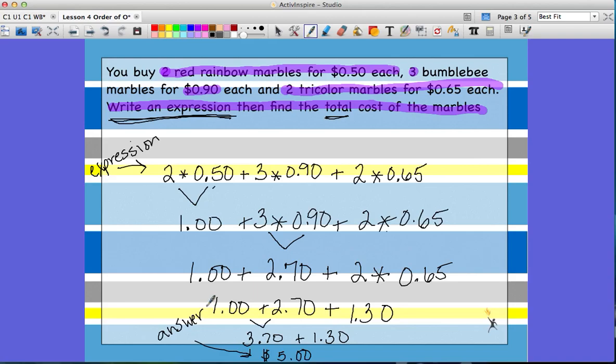So on a test or on practice work, if I was looking for the expression and the answer, then on my answer line I would have to have this and this. All my work would be shown on a separate sheet of paper.